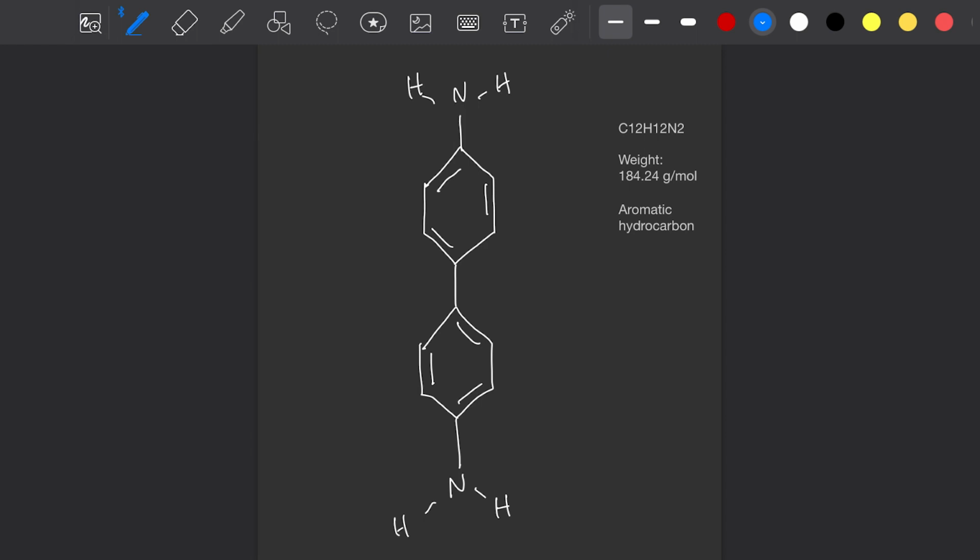This is the 2D chemical structure of benzidine, with the chemical formula C12H12N2. Its molecular weight is 184.24 grams per mole, and it is classified as an aromatic hydrocarbon.